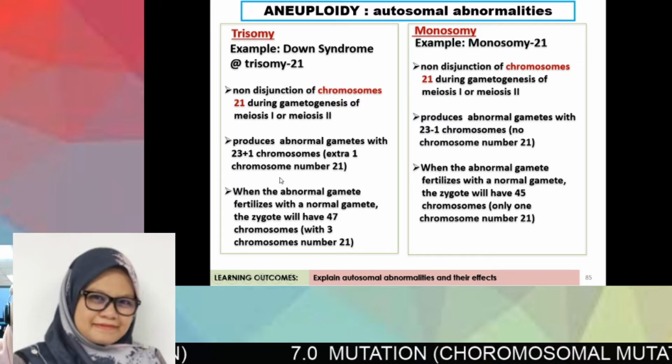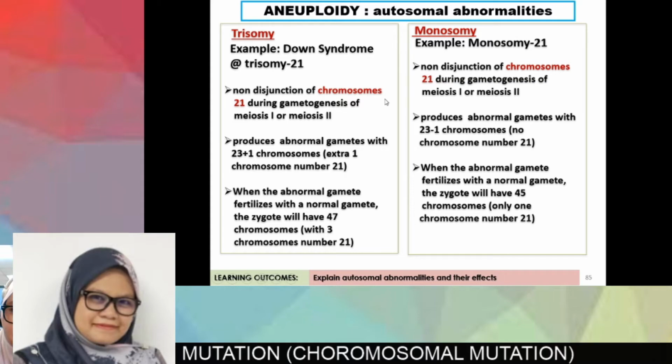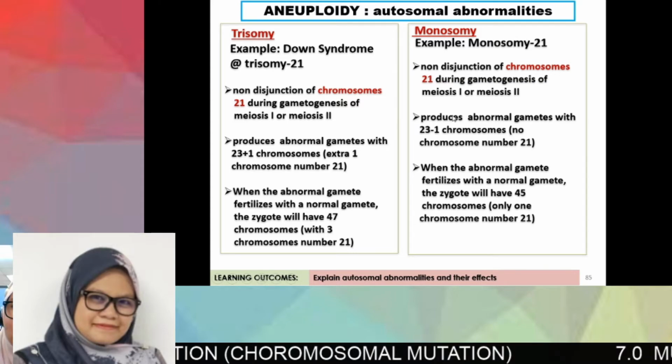Okay, compared to monosomy, the non-disjunction of chromosome 21 occur during gametogenesis of meiosis 1 or meiosis 2, sama. But then, they produce abnormal gamete with 23 minus 1 chromosome. Means they not carry any chromosome for chromosome 21. And then this abnormal gamete fuse or fertilize with normal gamete. So the zygote may have 45 chromosome. Why 45? Because then at 21, they lost 1 chromosome.